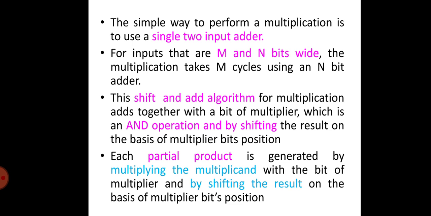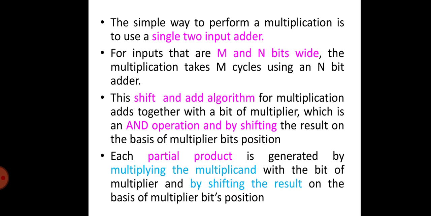The simple way to perform a multiplication is to use a single 2-input adder. For inputs that are m and n bits wide, the multiplication takes m cycles using an n-bit adder. The shift and add algorithm for multiplication will add together partial products, each generated by an AND operation of the multiplicand with a bit of the multiplier, and by shifting the result on the basis of the multiplier bit position.